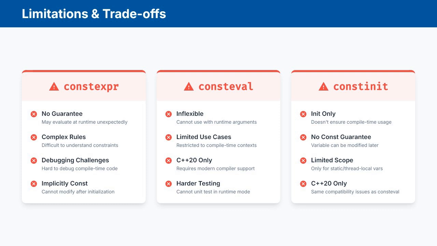constexpr doesn't guarantee compile time evaluation. Whether it's evaluated at compile time or runtime depends on context. The rules around constexpr are complex and have evolved over different C++ standards. And debugging constexpr code can be difficult, since evaluation happens during compilation.